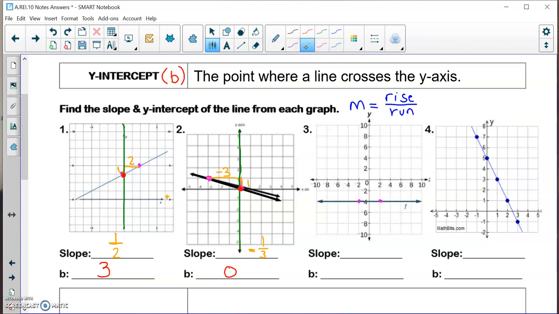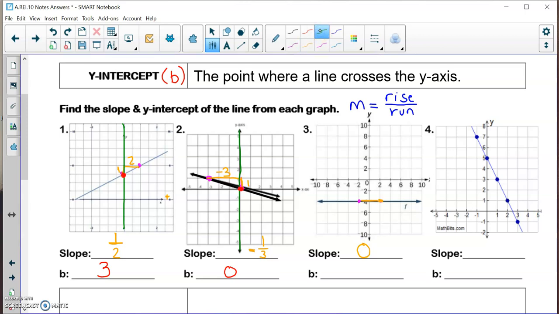to get from this point that I highlighted in yellow to the other point, I do a rise of 0 and a run of negative 2. Well, a rise of 0 over a run of negative 2 gives you a slope of 0. A horizontal line will always have a slope of 0.